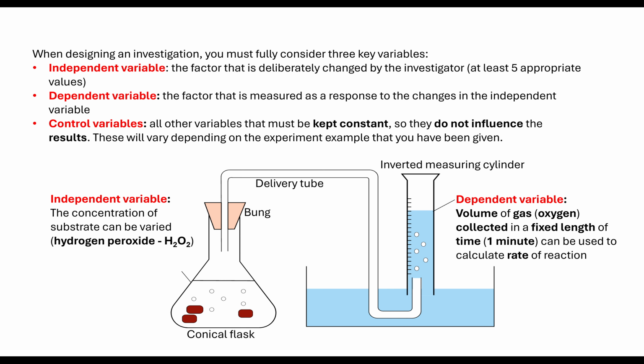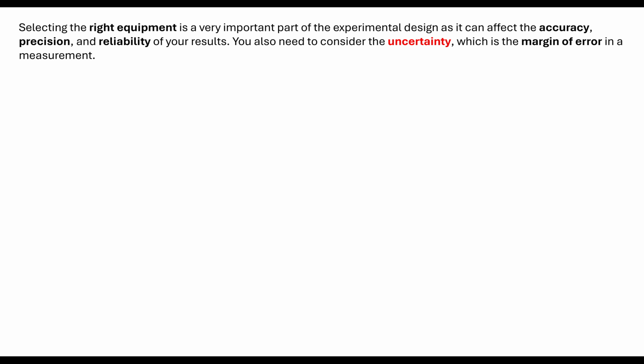Now the control variables would be every other variable that must be kept constant so that they do not influence the results. And whatever example they give you, there will be hints where they haven't told you. For example, what was the volume of the hydrogen peroxide? What was the mass of the liver cell sample? Was there any leakages that occurred in the apparatus setup? So it is important that you take your time with these practical skills.